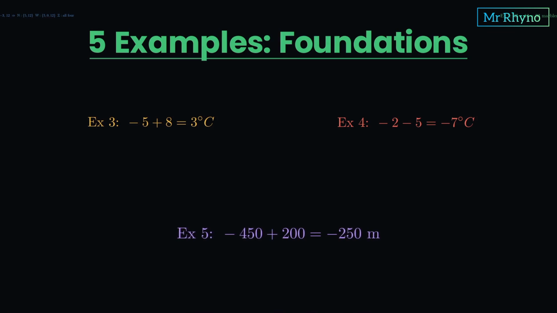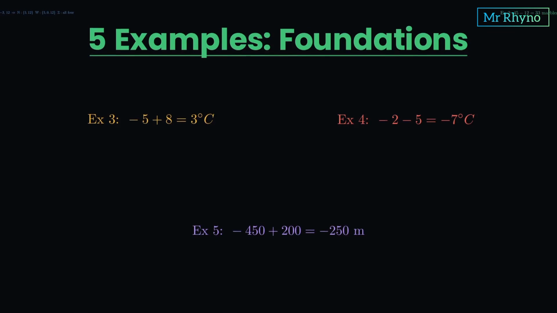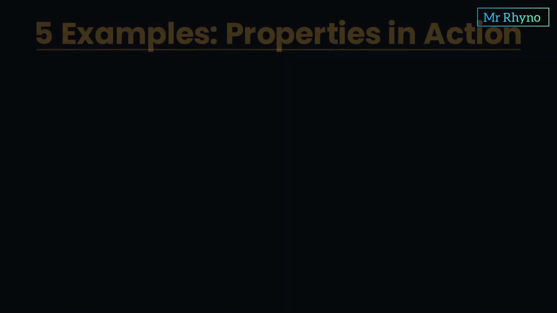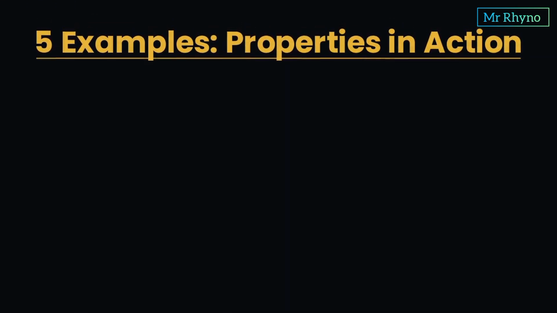Example 5. A submarine at -450 meters rises 200 meters. -450 plus 200 equals -250 meters, still below sea level. Now let's see the properties themselves at work with real numbers.